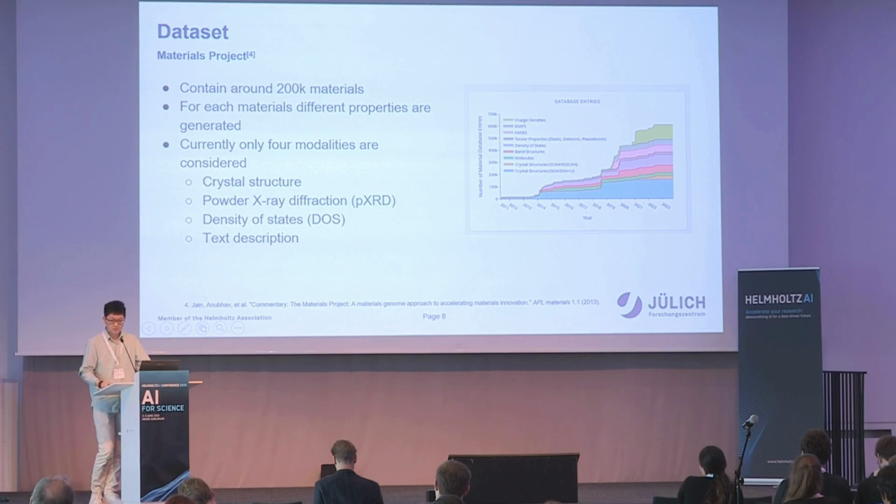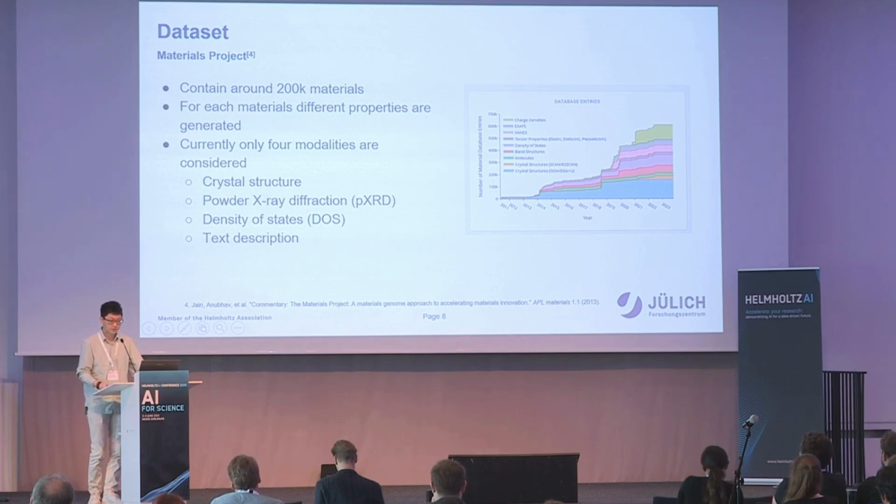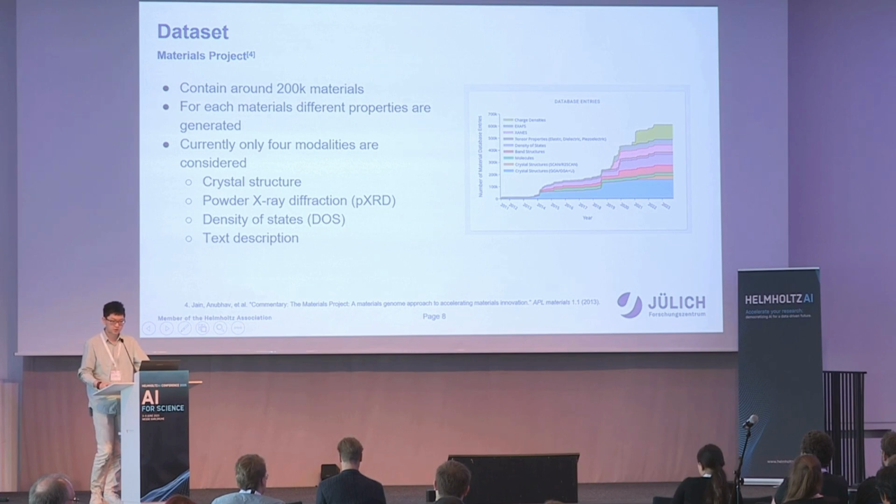After talking about the models, I would like to briefly talk about the dataset we used. It's the Materials Project, an open source project. It contains roughly 200,000 different materials, and for each material, various properties are simulated or calculated, for example the band gaps, the PXRD, and so on. And for our project, we use four modalities: the crystal structure, PXRD, density of states, and text descriptions.